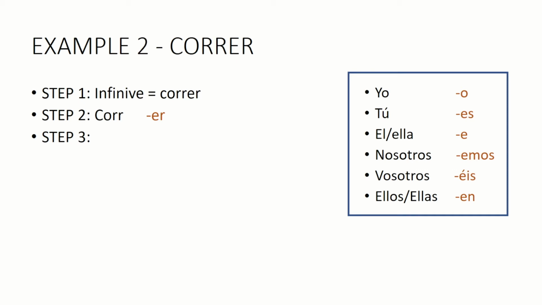Let's look at example number 2, correr, which means to run. Step number 1, infinitive. Step number 2, we drop the last 2 letters. Step number 3, we add the ending. It's your turn to do it, and I'll see you back in 1 minute.